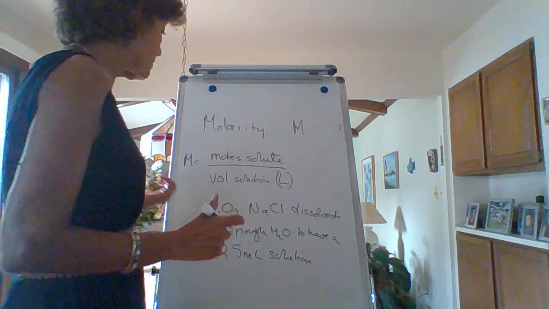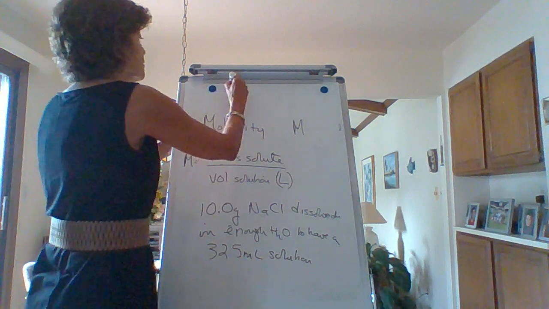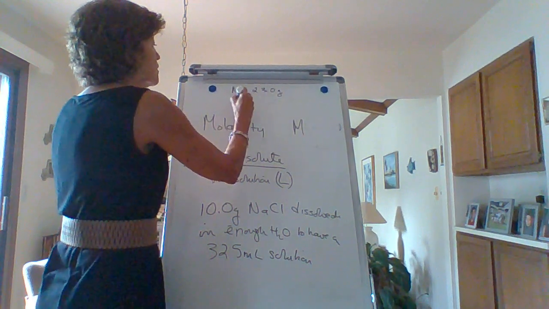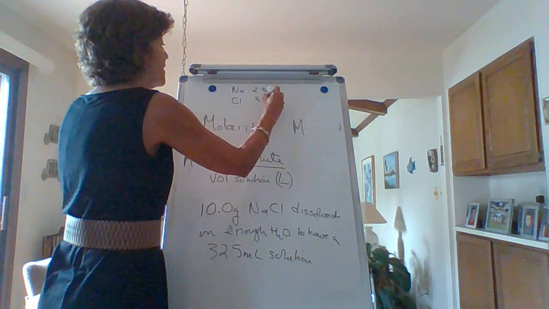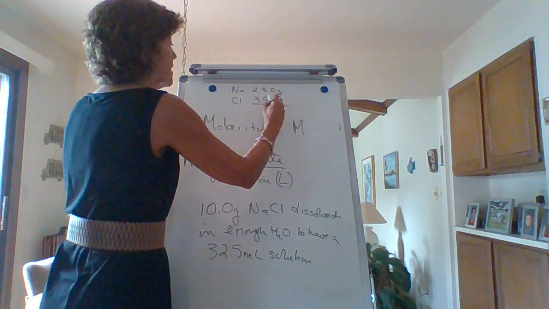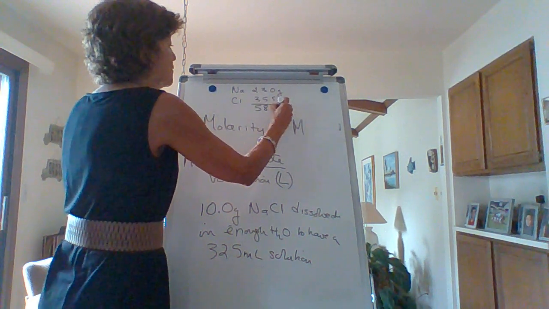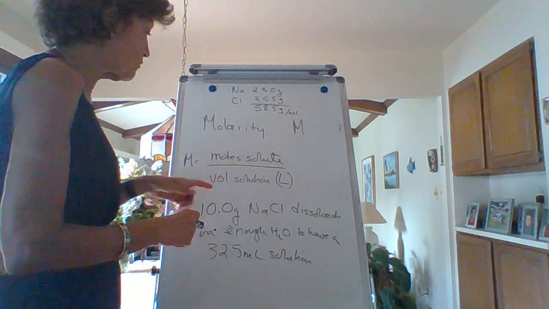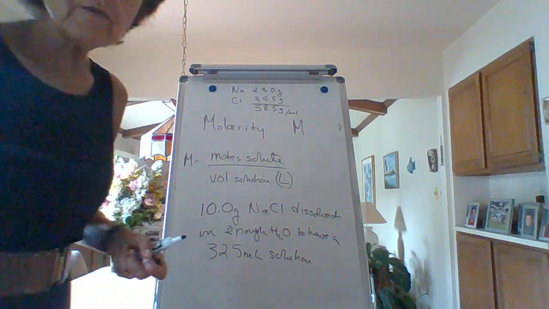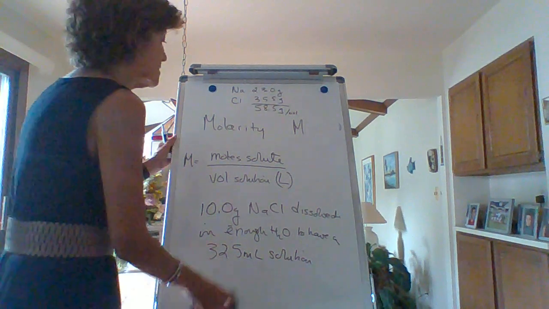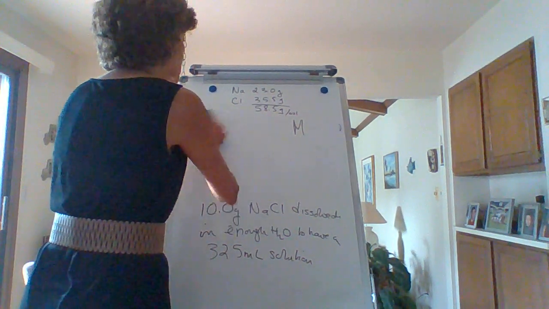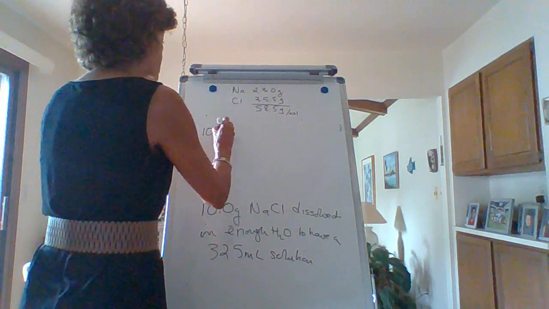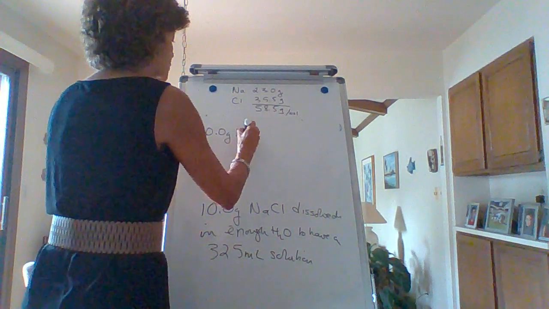All right, so we go to the periodic table. We look up sodium. Sodium is 23.0 grams. Chlorine is 35.5 grams. Add them together, and you've got 58.5 grams per mole. So 1 mole of sodium chloride is 58.5 grams. So we've got, let me erase this, we've got 10 grams of sodium chloride. So we're going to have to convert that to moles. 10.0 grams of sodium chloride.